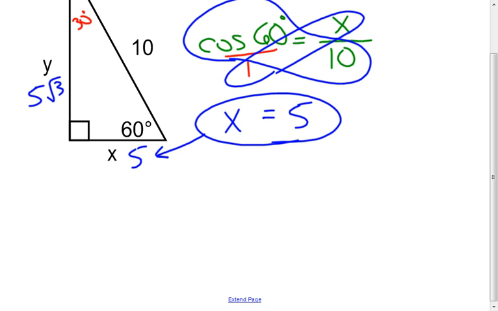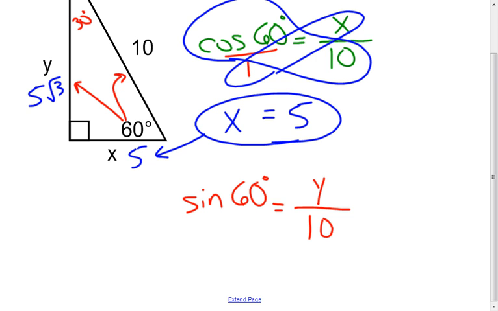And now I'm going to go, well, I still know my 60-degree angle. Now this time, I'm looking for the opposite side, and I know the hypotenuse. That trig function, opposite and hypotenuse, is sine. So I'm looking for the sine of 60 degrees, that's my angle. Sine, remember, is opposite, which in this case is our y. We don't know it yet, and our hypotenuse is 10.